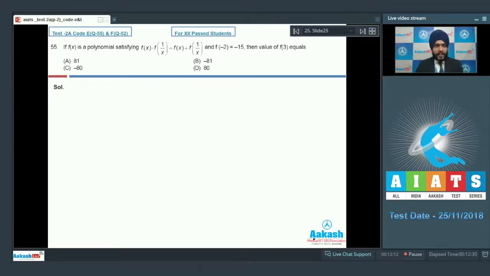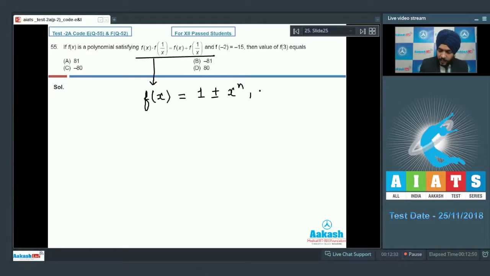Question number 55 says that if f(x) is a polynomial satisfying f(x) into f(1 by x) is equal to f(x) plus f(1 by x) and f(minus 2) is equal to minus 15, then what is the value of f(3)? This is a standard functional equation whose solution is f(x) equal to 1 plus or minus x raised to the power n, where n is a natural number. Students, we can clearly see that f(minus 2) is negative. Negative value comes only when there is a negative sign in between. So f(x) is ultimately equal to 1 minus x raised to the power n.